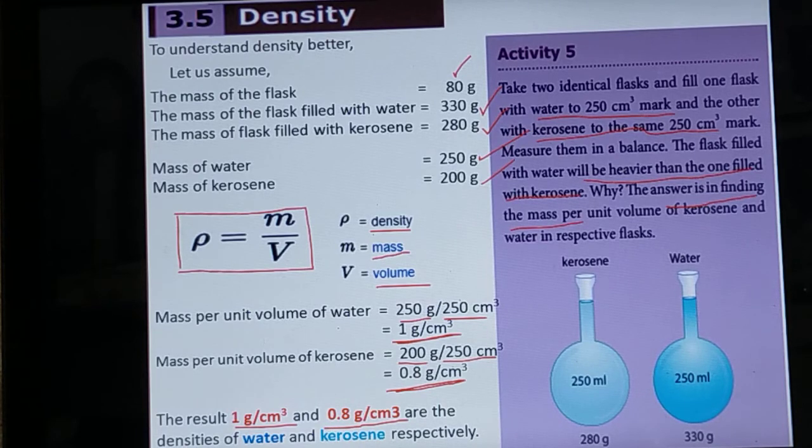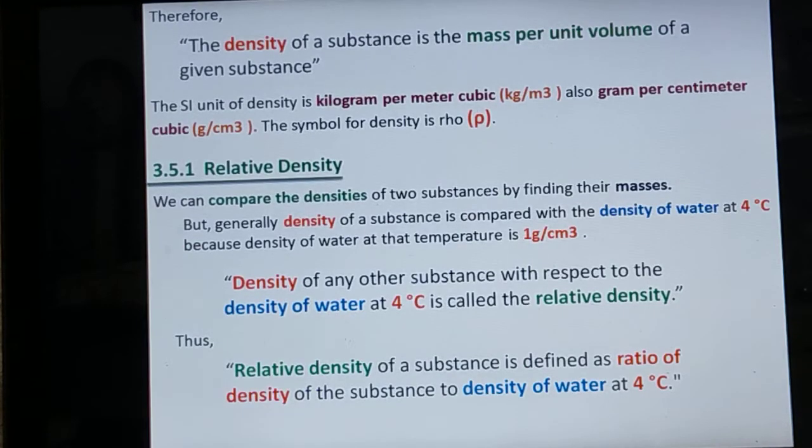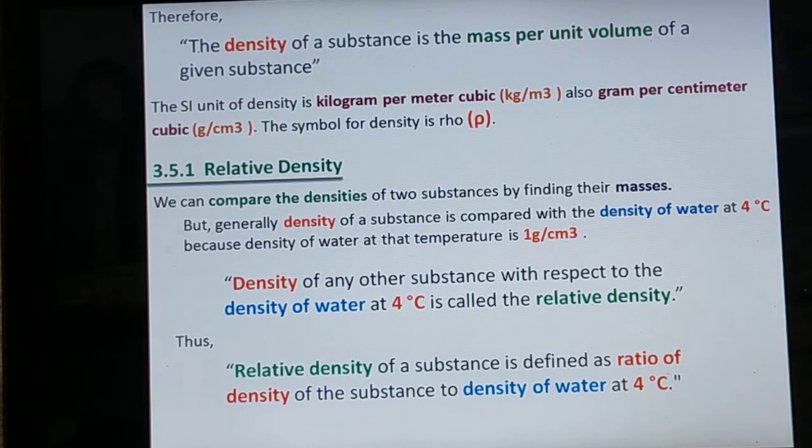So density is nothing but mass per unit volume, that is the weight of 1 cubic centimeter. Therefore, we define the density of a substance as the mass per unit volume of the given substance. That's all. That usually means for 1 cubic centimeter, the volume of the liquid referred to as mass per unit volume.